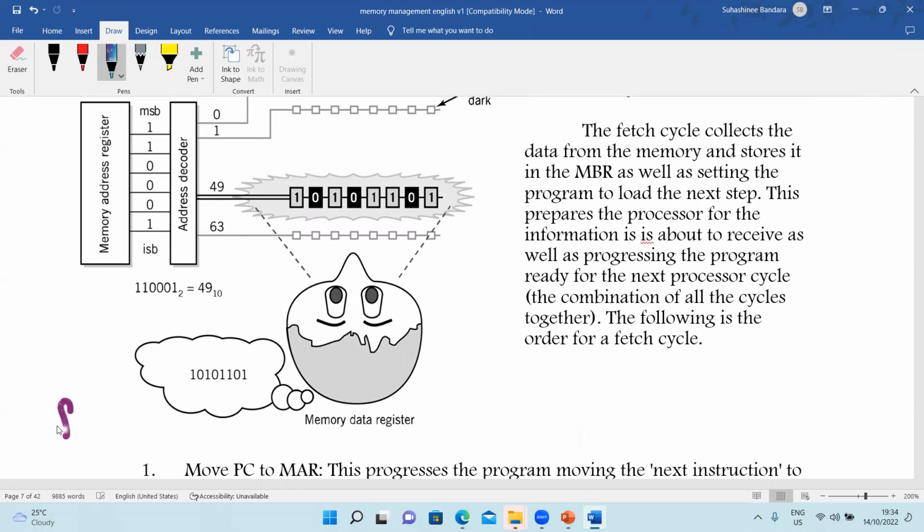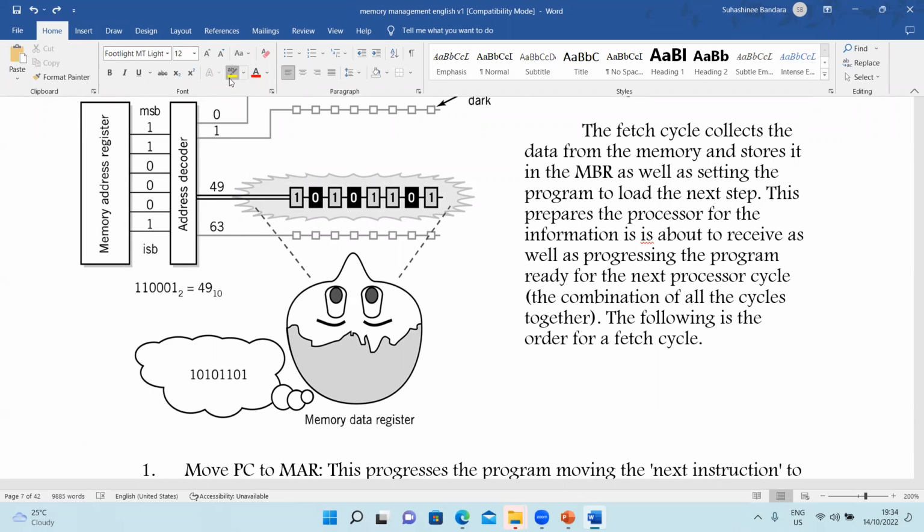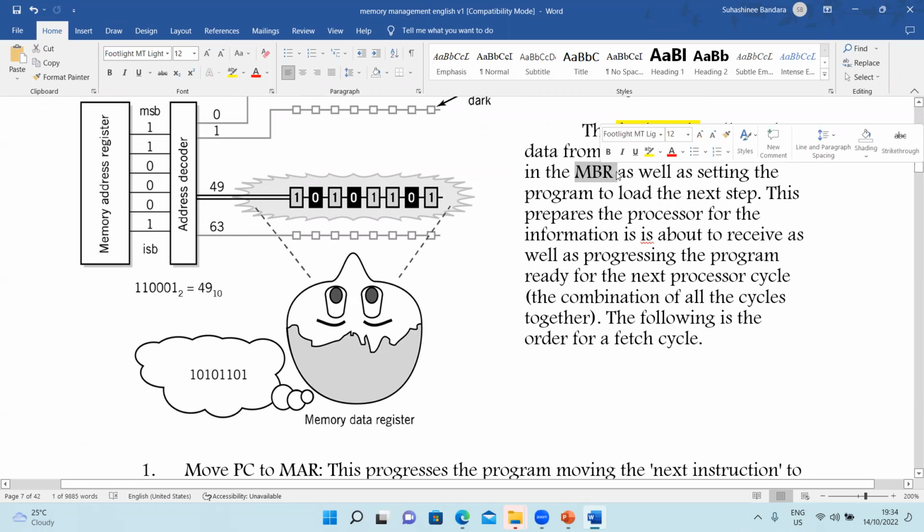Okay, when we fetch data, I'll just highlight and take. In the fetch cycle, the data moves to the MBR. It stores memory buffer registers. Okay, so then the program loads the next step. Then it will move to the memory buffer registers. From the memory buffer registers, they are still in the control unit. Okay, so the program counter will take after that.